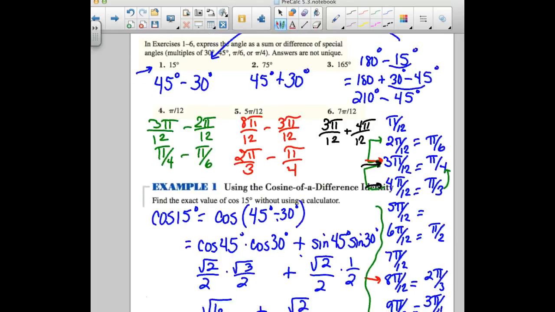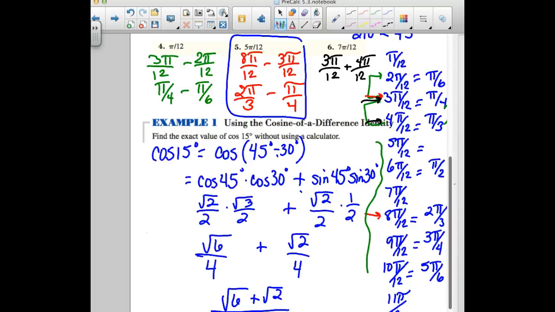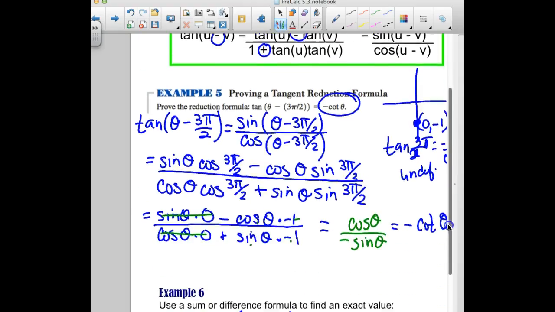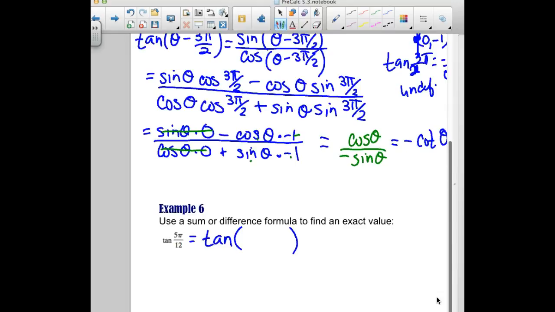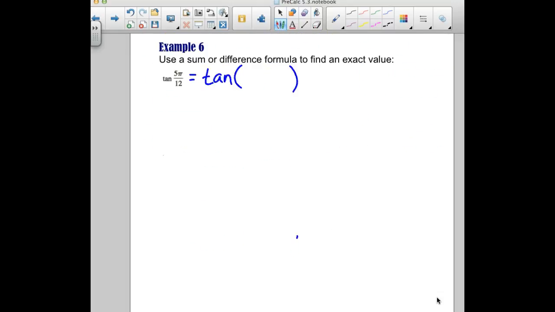All right, so we were trying to come up with 5 pi over 12. And we came up with this option of saying that is 2/3 pi minus 1/4 pi. So that is an option. There are others. Let's start with that one. Okay, so let's think of the tangent of 5 pi over 12 as the tangent of 2/3 pi minus pi over 4.